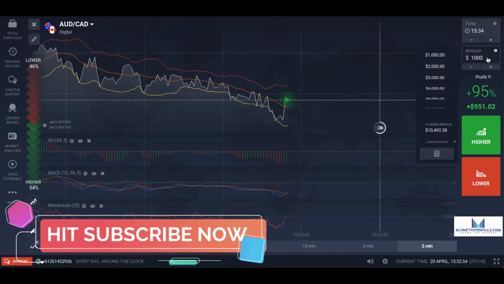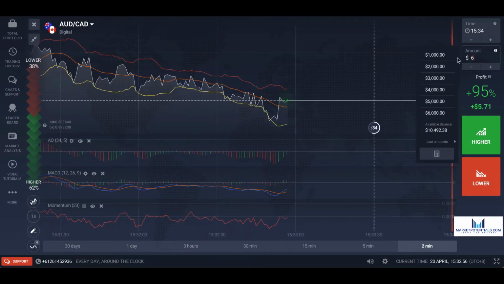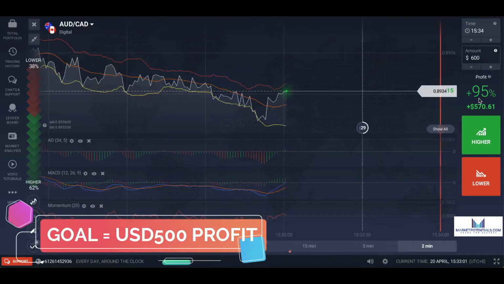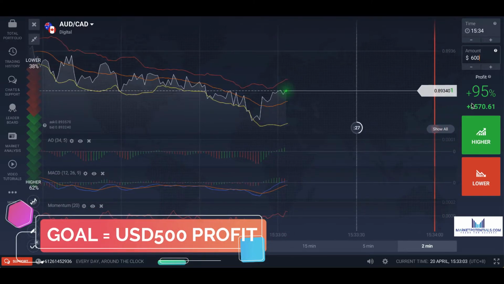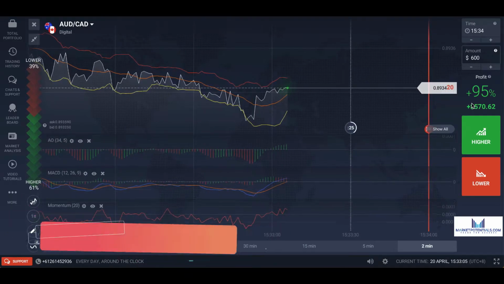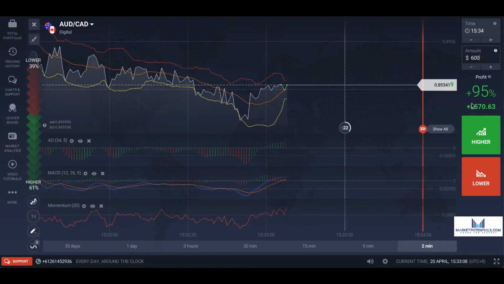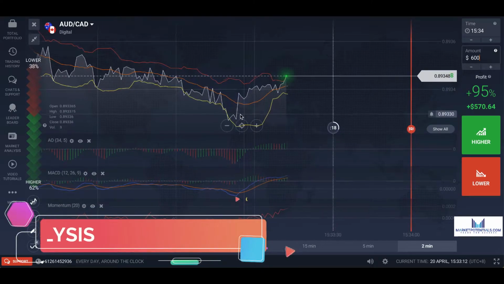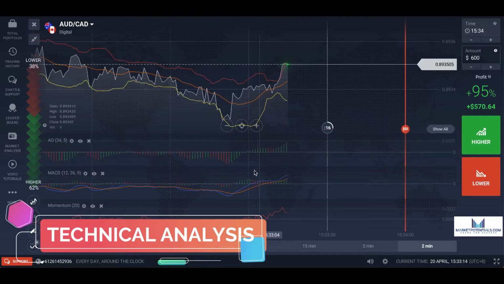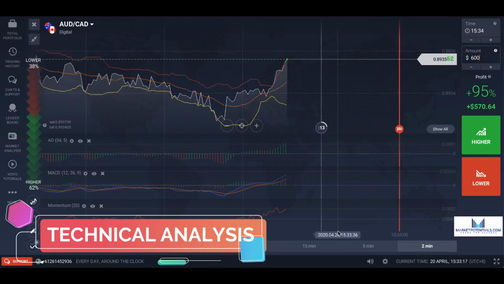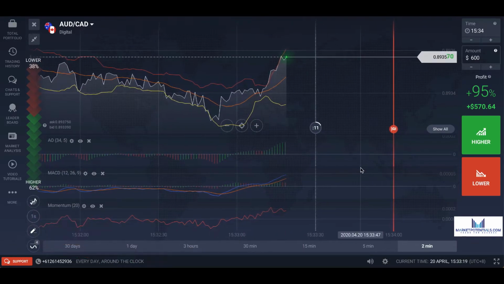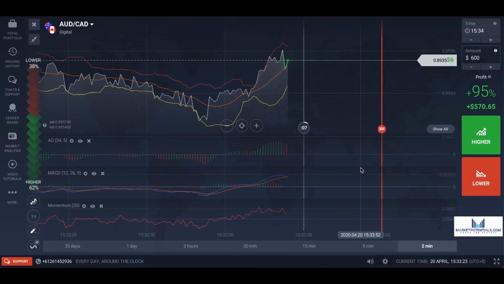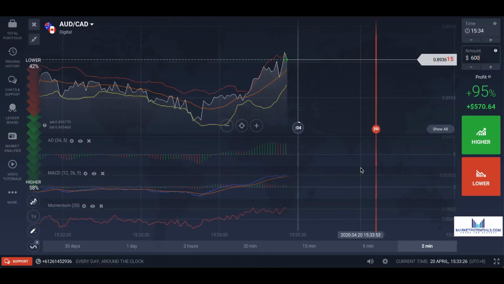Now, this afternoon's goal is going to be to earn $500 in profit. Okay, so the goal is $500 in profit by the end of the trading session today. Now let's talk about how I'm going to make that happen. The primary way I trade is what you call technical analysis, which is all the charts that you see here. What technical analysis allows you to do is forecast the direction of a trade in the future by using signals, so to speak.